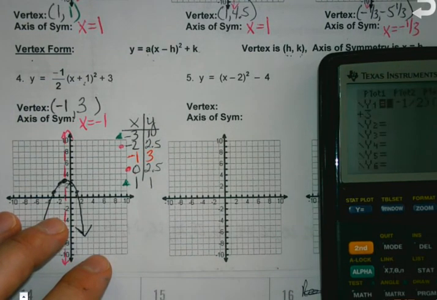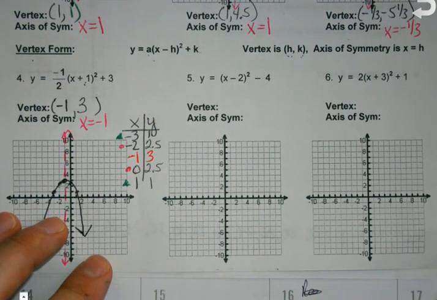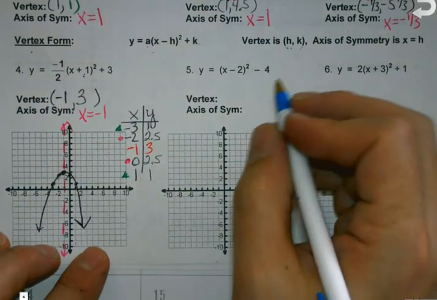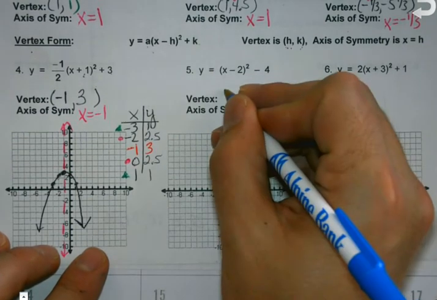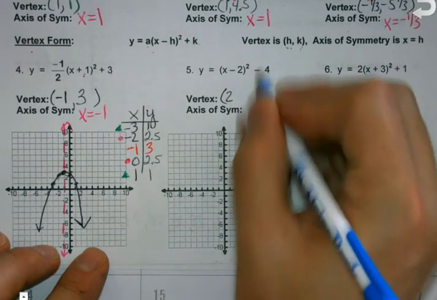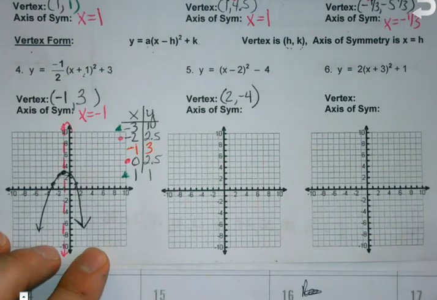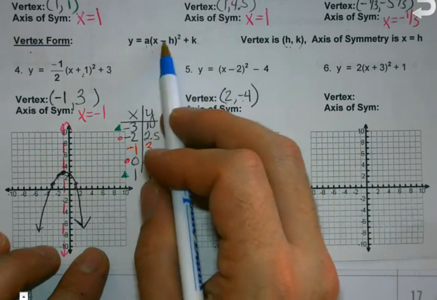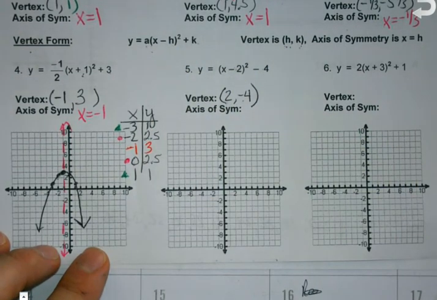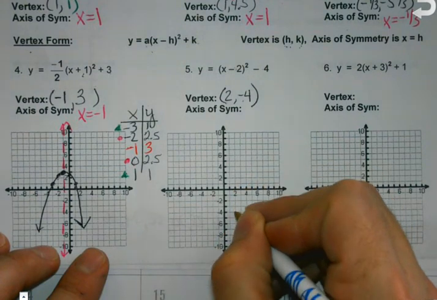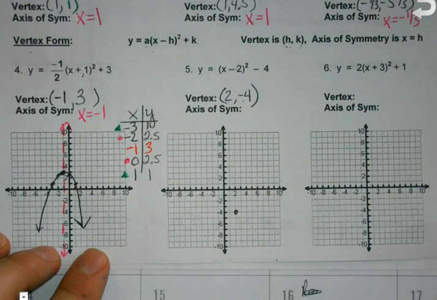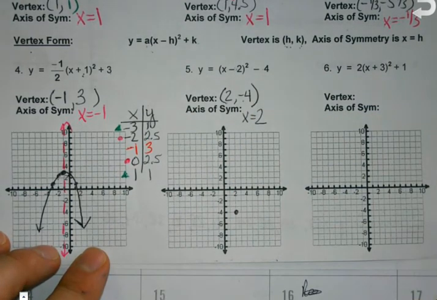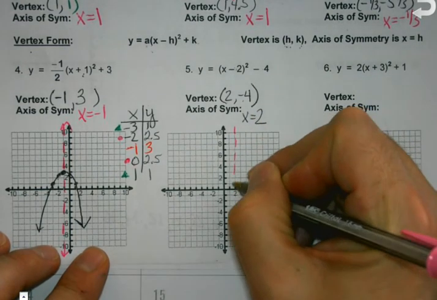Figure this one out. So if we're looking at this one, what's my vertex going to be? 2. Put the number on the end. And again, this is an opposite because it's x minus h, so I'm looking at the opposite value. I'm looking for that vertex. So 2, negative 4. Now again, I know where my axis of symmetry is. Right here on 2, where my vertex is.